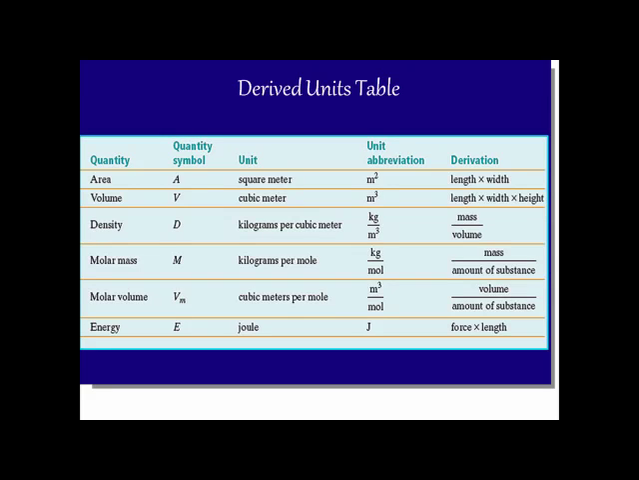Other derived units: area is a derived unit. We've already mentioned volume. Density is a derived unit that we're actually going to look at in class in one of the models for this chapter. Molar mass and molar volume are also derived units. And again, notice the unit mole, which refers to the base unit, the amount of a substance.